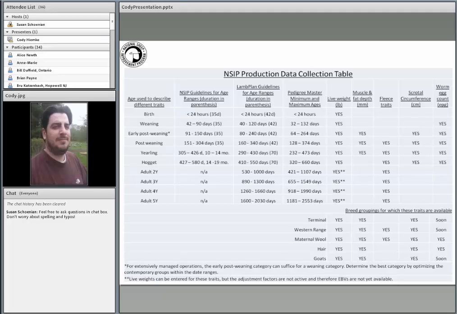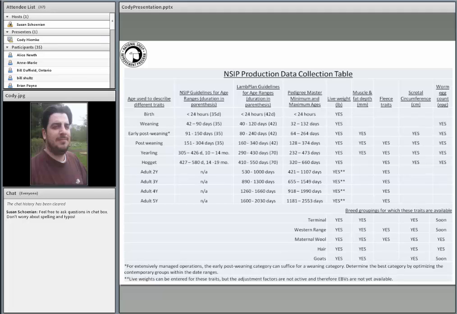So you're going to notice in this table here, I've got 3 columns and some different categories. Basically, when we're going to talk about taking measurements, there's going to be different time frames. Be it when they're at birth, at weaning, an early post-weaning measurement, post-weaning yearling hogget, and we have additional 4 adult categories. You'll notice the first column there, that's the NSIP recommendations. You can enter data outside of those recommended date ranges and collect data there, but ideally, to get the best possible contemporary groups, you kind of want to focus on that.